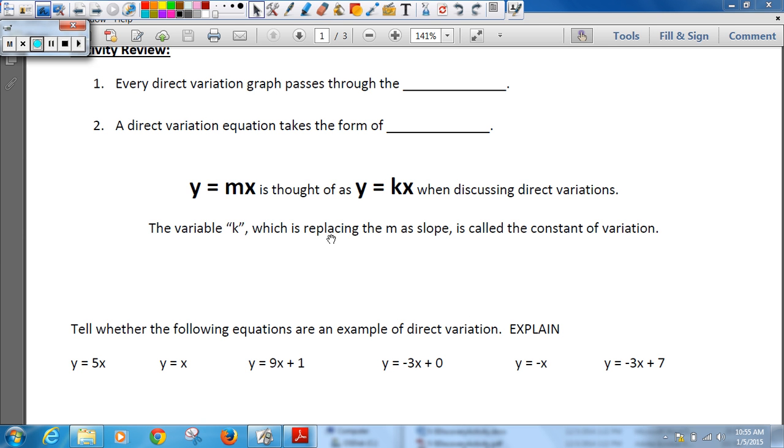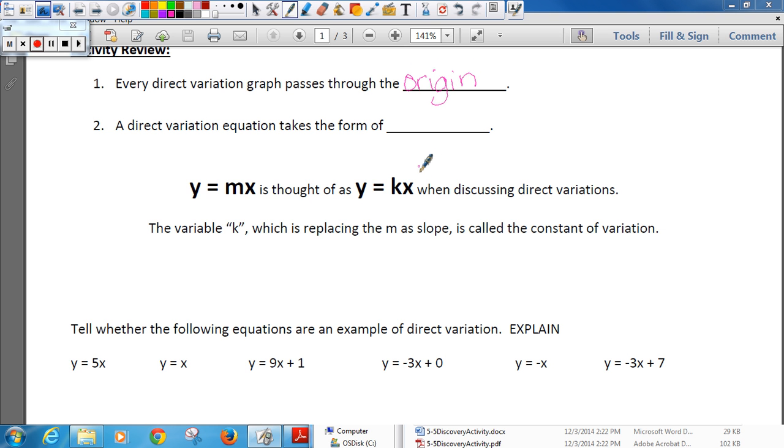Today we'll be doing 5-5 direct variation. So you should have completed your activity already. If you haven't, you need to stop and go ahead and complete that direct variation discovery activity before you go through this section. As a review, every direct variation graph passes through the origin, we hope you discovered.